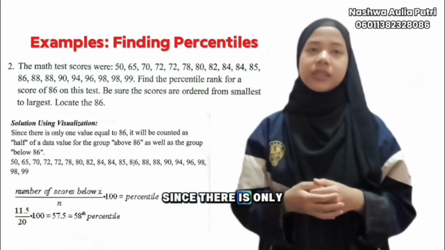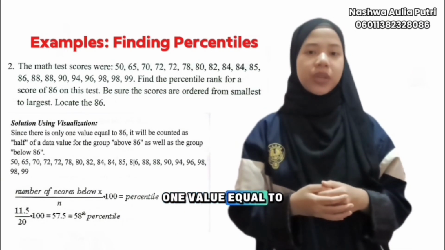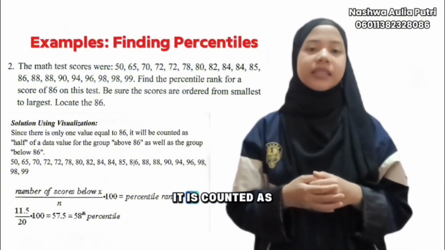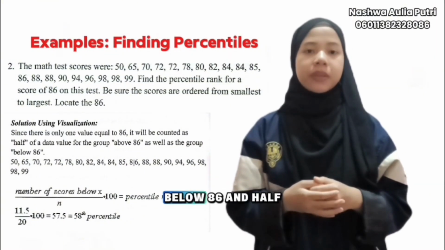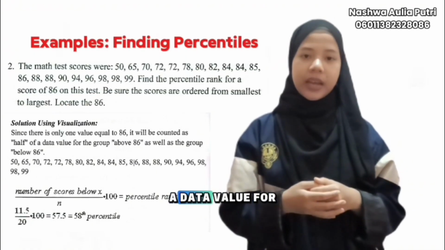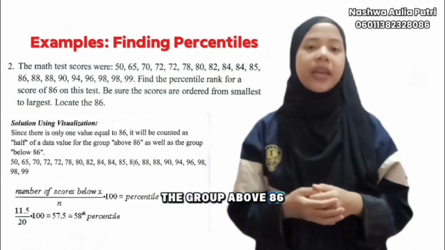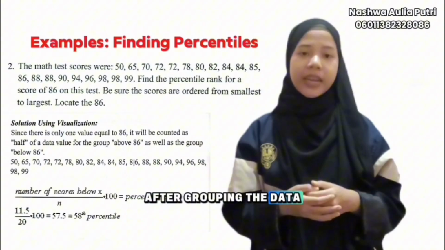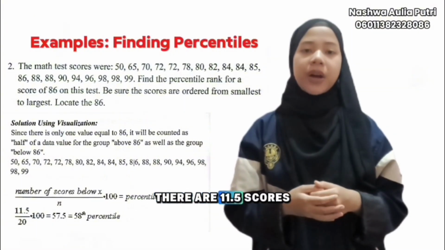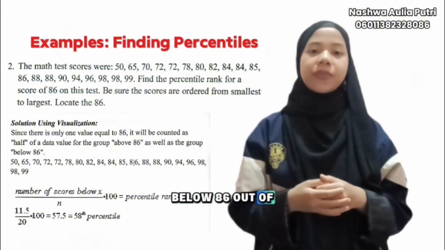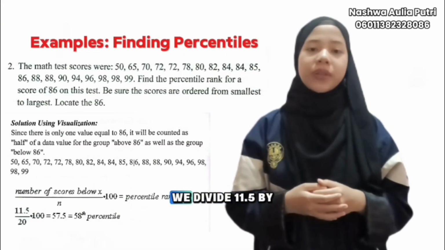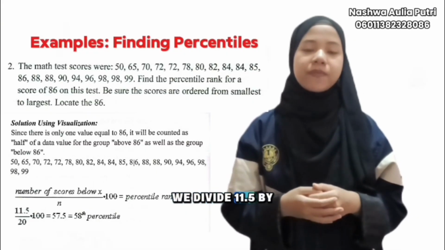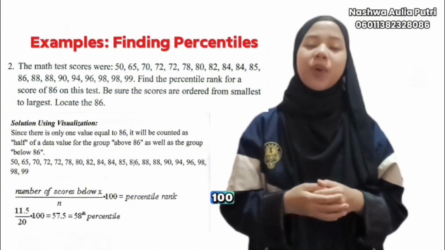Since there is only one value equal to 86, it is counted as half a data value for the group below 86 and half a data value for the group above 86. After grouping the data, there are 11.5 scores below 86 out of 20 total scores. To find the percentile rank, we divide 11.5 by 20 and multiply by 100.